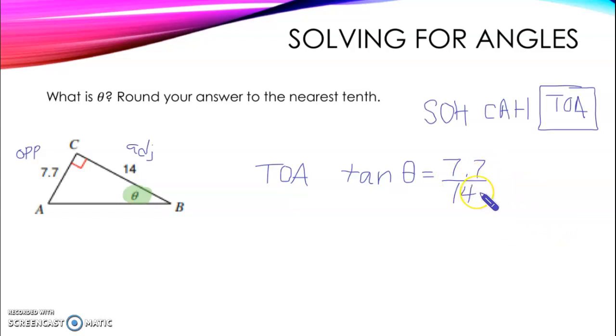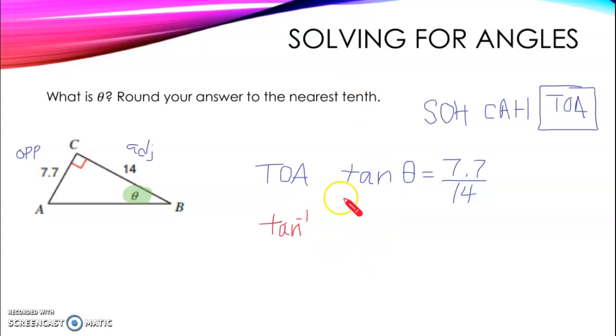Now 7.7 over 14, we can definitely put that into our calculator. That's a number. But how do we figure out what theta is here? We want to think about getting rid of this tangent function in front of theta. And there's an interesting inverse function that is the opposite of tangent. It is written like so, tangent, and it looks like it has a little exponent of -1. But that's not really an exponent. That's just saying that it's the inverse of tangent.